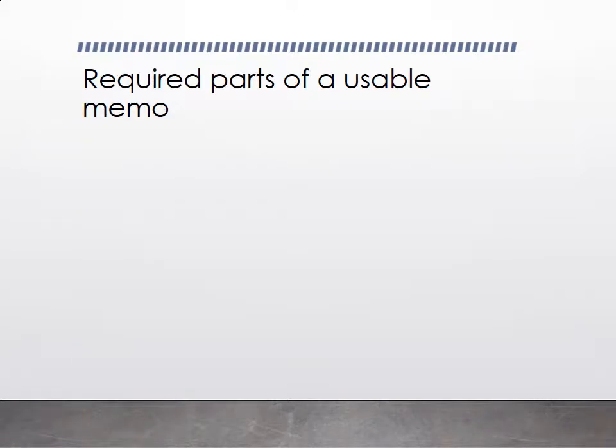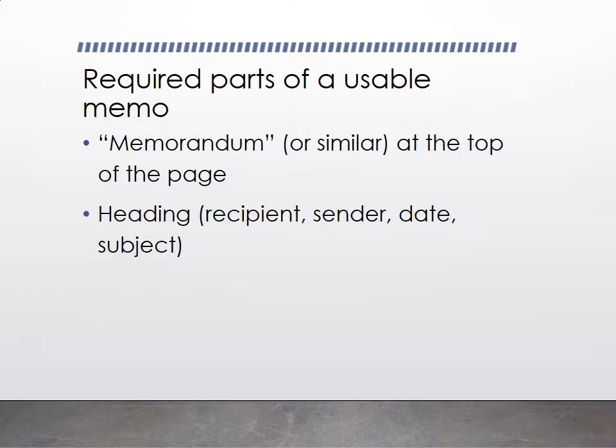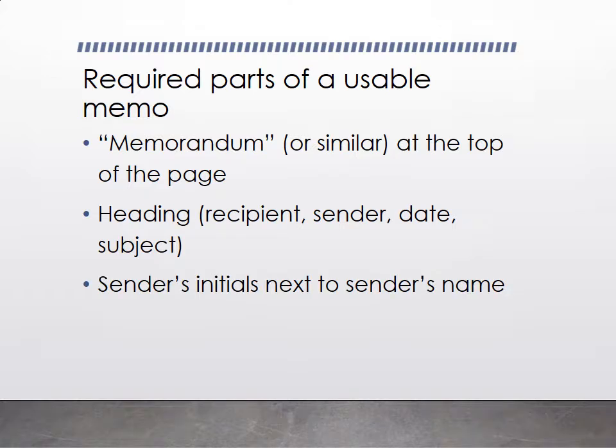There are certain physical elements required for a memo to be considered usable. First, at the top of the page, you're going to have memorandum or memo or interoffice communication or something along those lines. That will be followed by the 4-line heading section. The sender's initials will be written or typed to the right of the sender's name. And then there's the overall body text of the memo. That's the information that the memo is trying to convey.